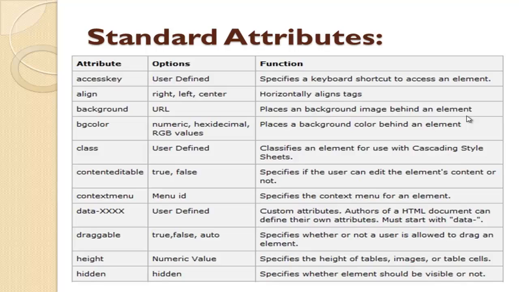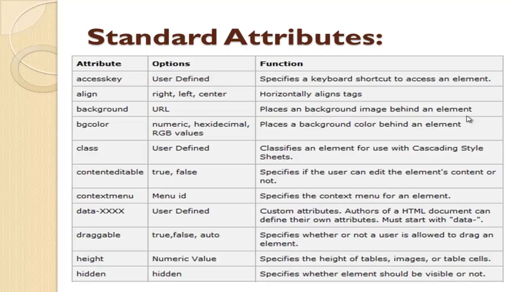Height has a numerical value. Height specifies the height of a table, image, table cell or any div, ID, class, etc. Hidden has only a value hidden, which specifies whether the element should be visible or not. If you want to have a div to be there or a class to be there or an ID to be there, but you don't want it to show, you can use the attribute hidden. Both the attribute and its value are hidden.